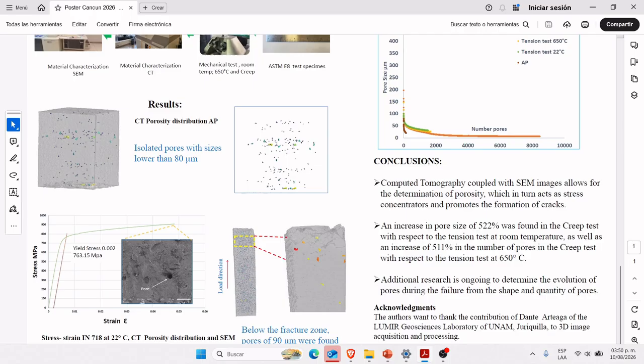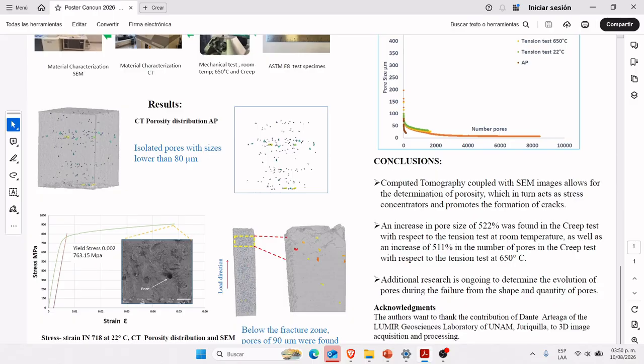Conclusions. Computed tomography coupled with SEM images allows for the determination of porosity, which acts as a stress concentrator and promotes the formation of cracks.